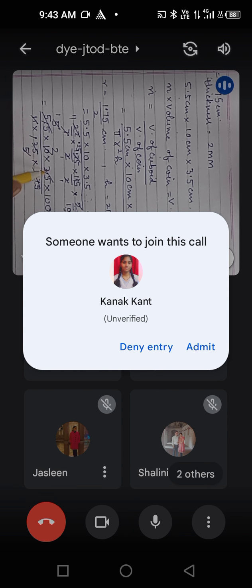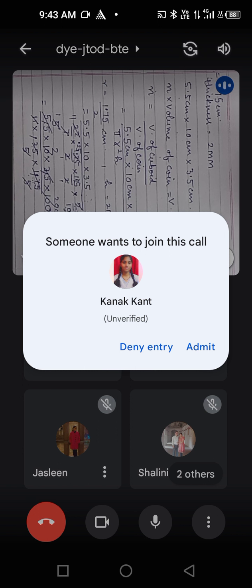Here you can cancel. 35 into 5, 5 3s are 15, 5 5s are 25. 35 into 5 is equal to 175. So this will be cancelled here how many times? 5 times. 5 cancelled here, 5 2s are 10 here, 200.